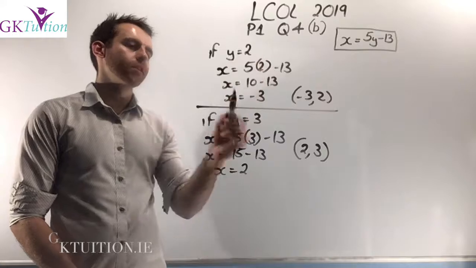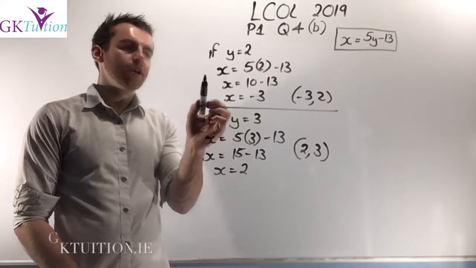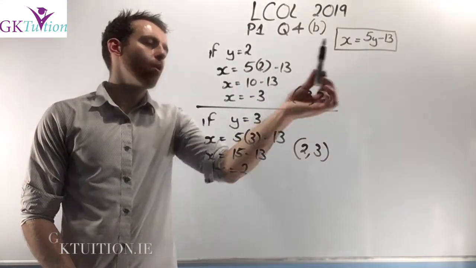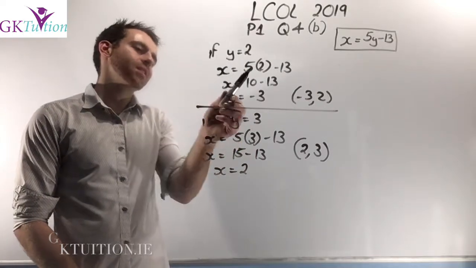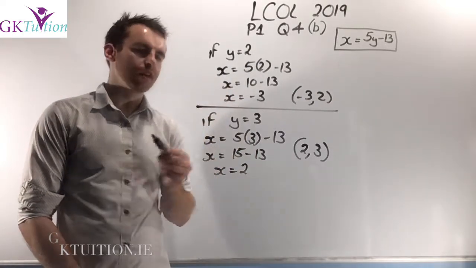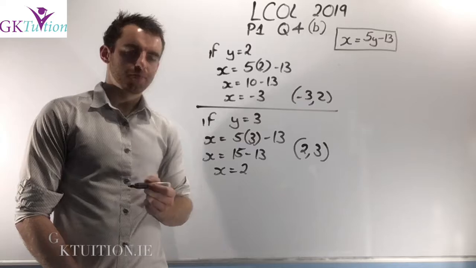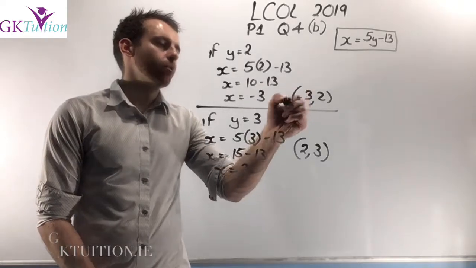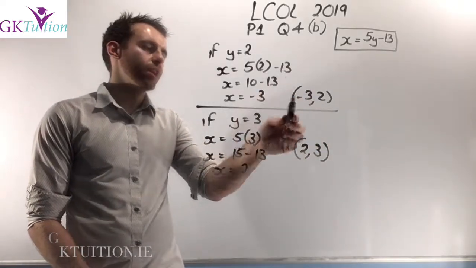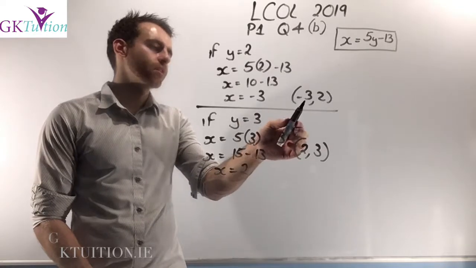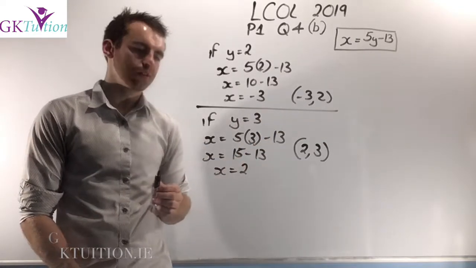So I've done this twice here. If y is equal to 2, that means I'm just subbing in, instead of a y, I sub in a 2. And I can say x is equal to 5 times 2 minus 13. And x works out as minus 3. Now we don't have to, but realize if you have an x and a y value, you can write it as a coordinate. So my answer here, I could say when x is minus 3, y is equal to 2.